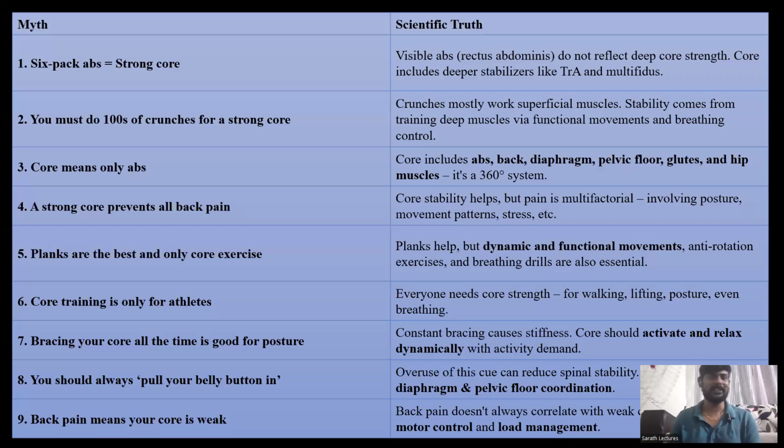Now, the next one we discussed: a strong core prevents all back pain. Not at all. If the patient is overloading the paraspinal muscles, that is the erector spinae muscles, because of repetitive overload, then even if the core is strong, it may reduce the recurrence or delay the occurrence, but it can't prevent it.